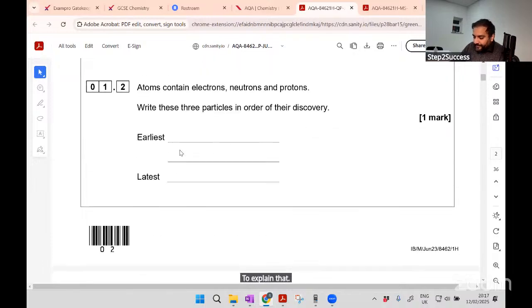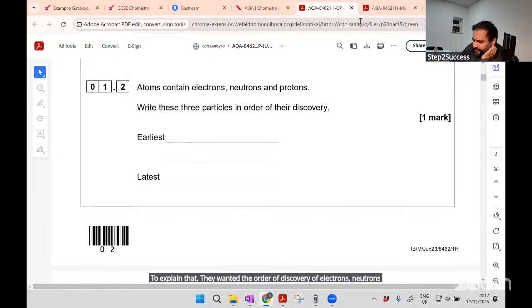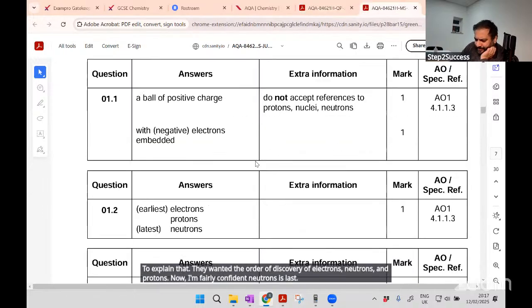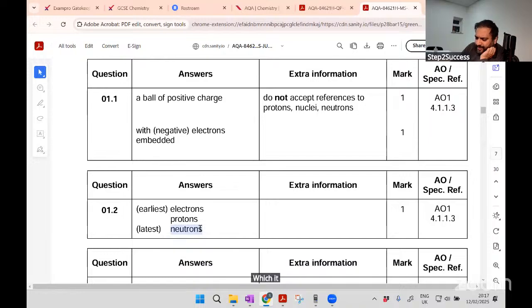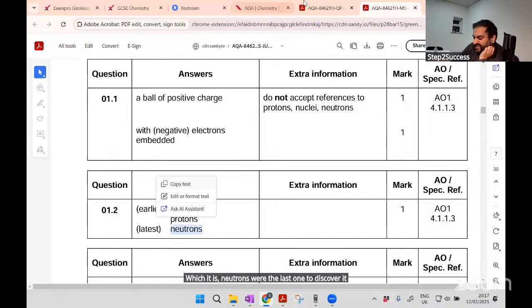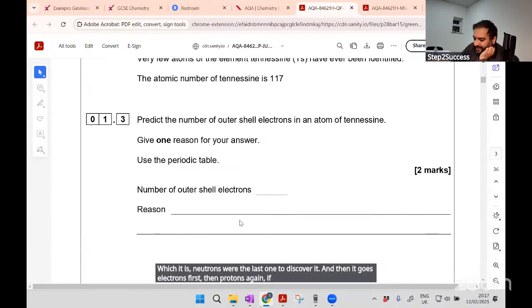Then they wanted the order of discovery of electrons, neutrons, and protons. Now, I'm fairly confident neutrons is last, which it is. Neutrons were the last one to be discovered, and then goes electrons first, then protons. Again, if you didn't get that, that's not too big a deal.